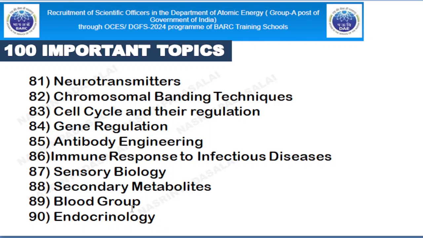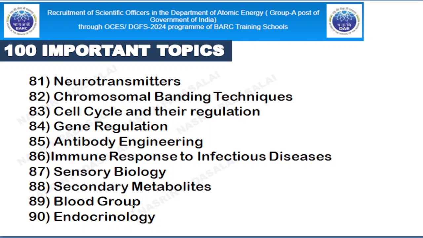Next is the cell cycle, and its regulation is very important. So both mitosis and meiosis you need to know. They will be asking how many chromosomes will be there in this phase, that phase, and also which is the smallest phase in the cell cycle, like that. Those questions you can expect, which are very basic level. The only thing is that you need to revise all those things at least once.